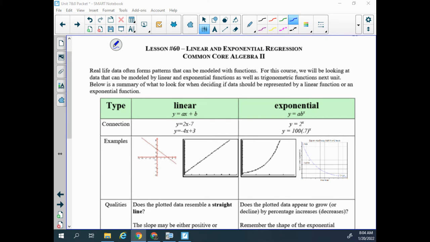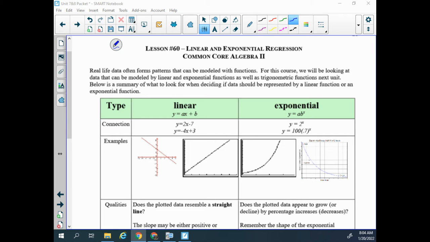So in the last lesson, we learned what regressions were, and now we're going to learn how to use them to actually solve some real world problems, kind of like the ones we've been doing earlier in the unit. It says real life data often forms patterns that can be modeled with functions. For this course, we will be looking at data that can be modeled by linear and exponential functions, as well as trig functions, and that should say in 2 units, not next unit.